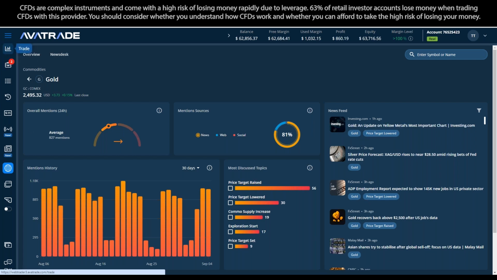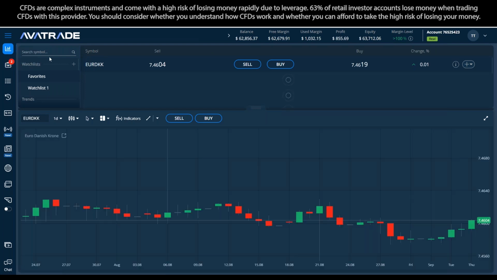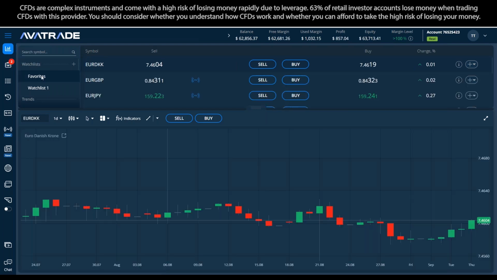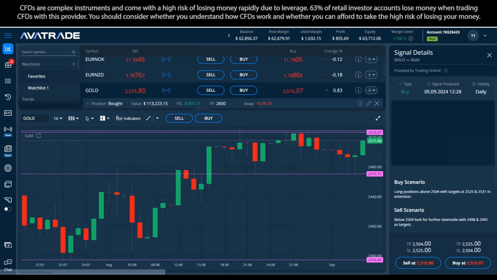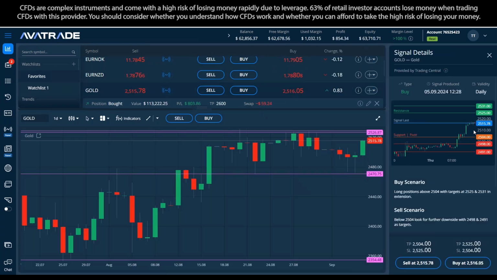And then if we go to the main section, we could pull up gold. Go to favorites maybe. And gold has a signal. So you get your trend analysis here anyways. Here's gold. This is a shorter term analysis, but it's what I suspected. The signal says buy.